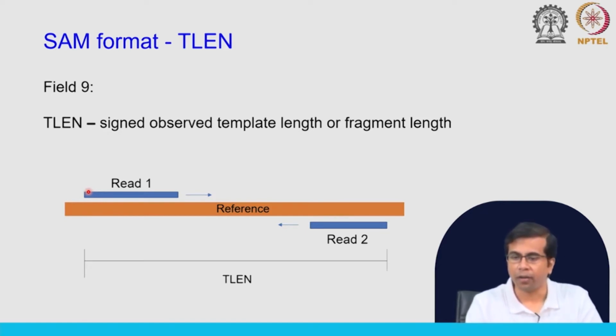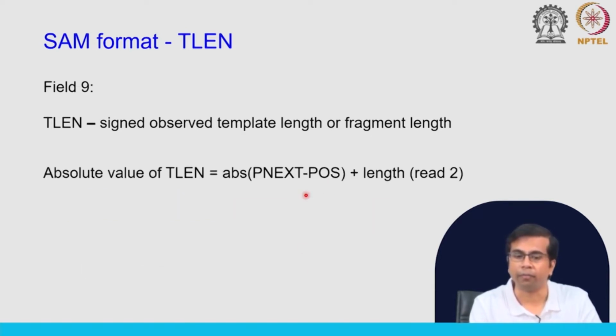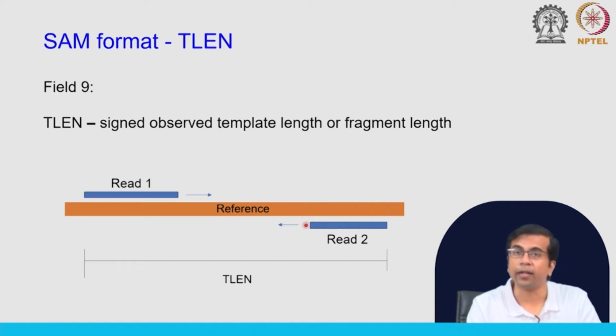So, you have this absolute value of TLEN. How do you calculate it from PNEXT and POS? If you are looking at the read 1 alignment and want to calculate the fragment length, remember that POS gives you the leftmost position here and PNEXT gives you the leftmost position here. You get the absolute value of PNEXT minus POS, plus the length of read 2. Here you get the leftmost positions in the coordinate system, and then you have to add the length of read 2. Based on the sum of these fields, you can calculate the TLEN value.